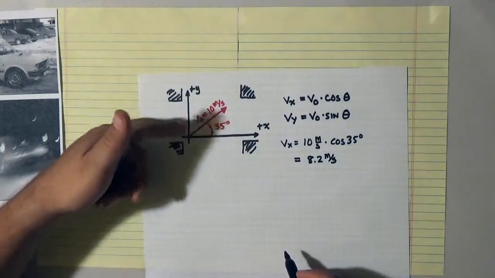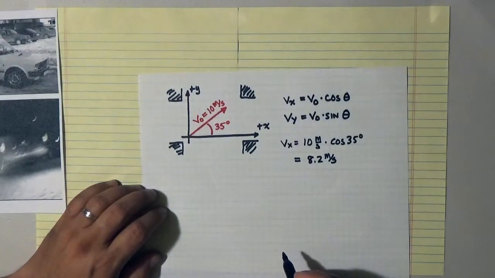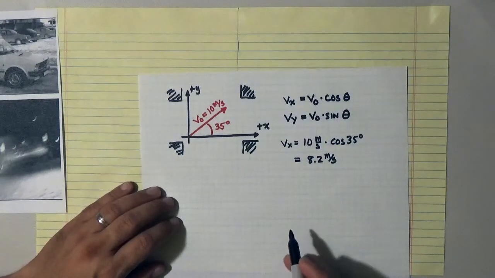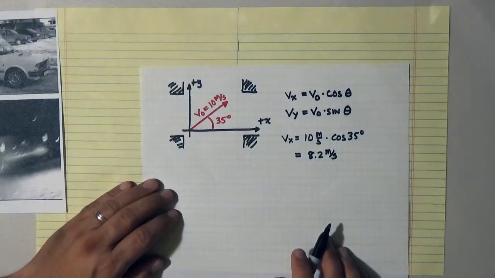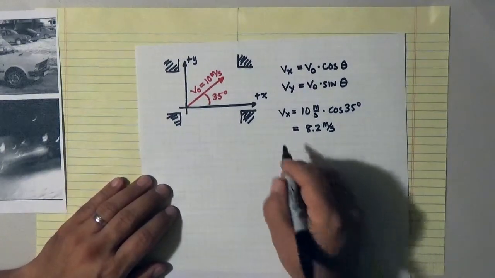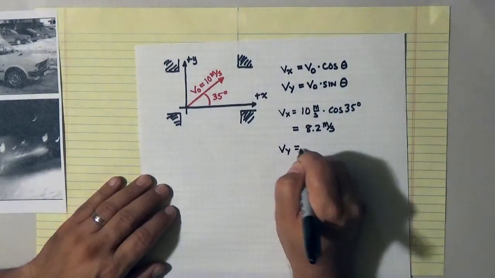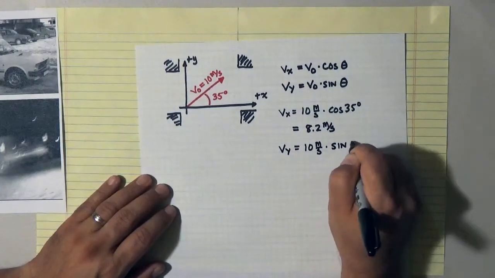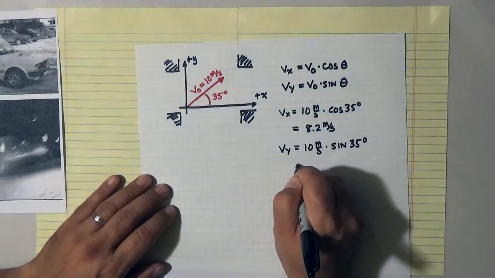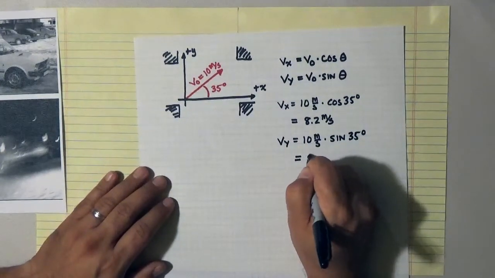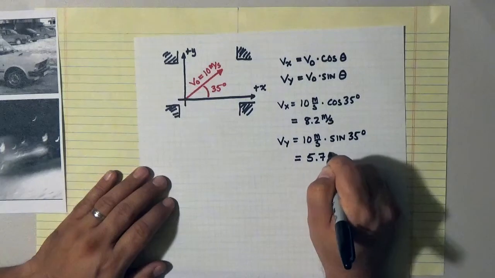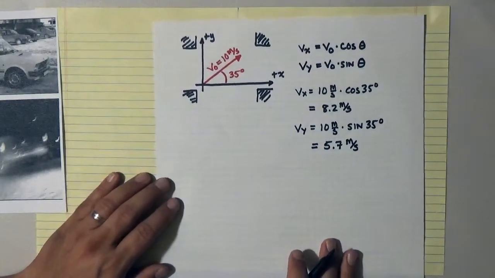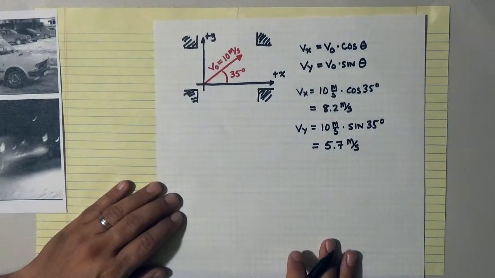That is to say, if I were to look at this 10 meters per second and imagine how much of it is contributing to my motion in the x direction, my motion in the x direction is 8.2 meters per second. Similarly, I can calculate Vy. This is again 10 meters per second times now the sine of 35 degrees. And if I work out what that is, the y component of my speed is 5.7 meters per second. Okay? So I have everything I need to know now.